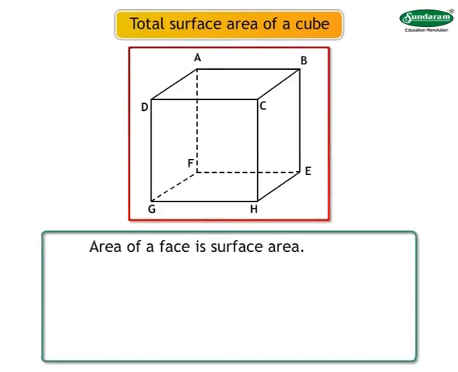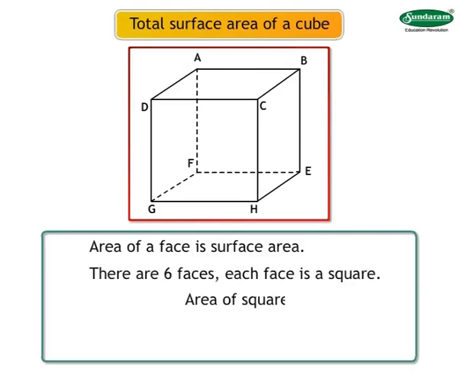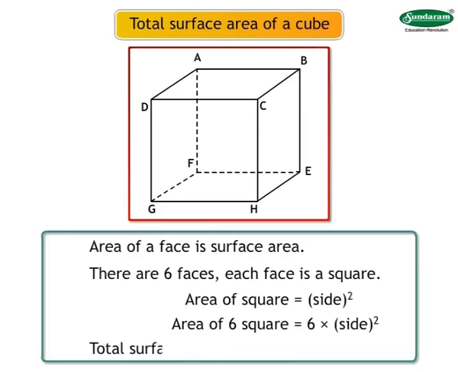Area of a face is surface area. There are 6 faces. Each face is a square. Area of a square is side square. Area of 6 squares is 6 into side square. Total surface area of a cube is 6 into length square units.